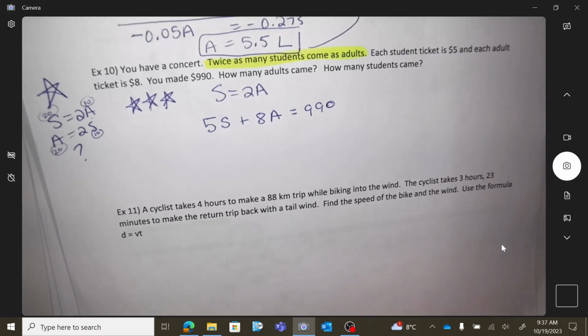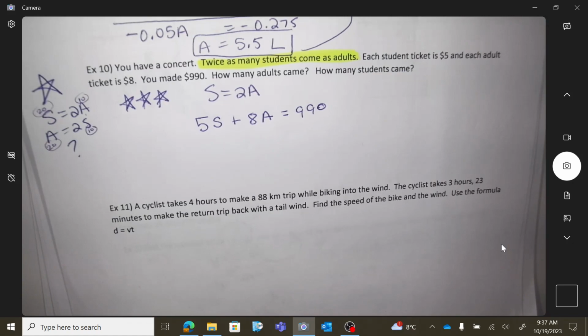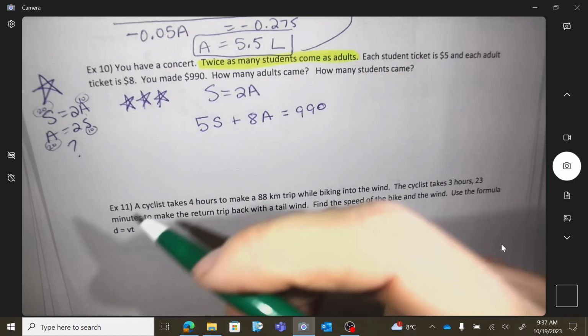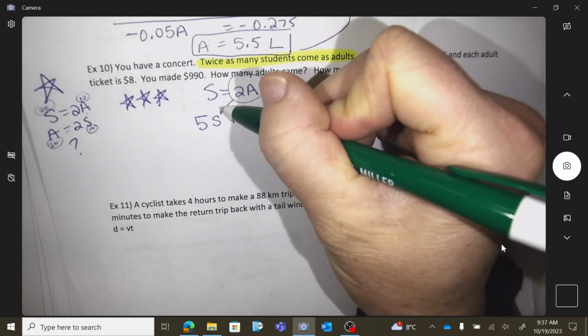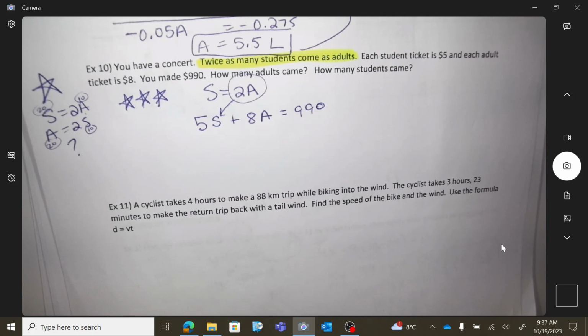So I'm actually not picking elimination on this one. Which one would be better than elimination? Substitution. I'm going to take this and put it in to the S spot. That's what I'm going to do.